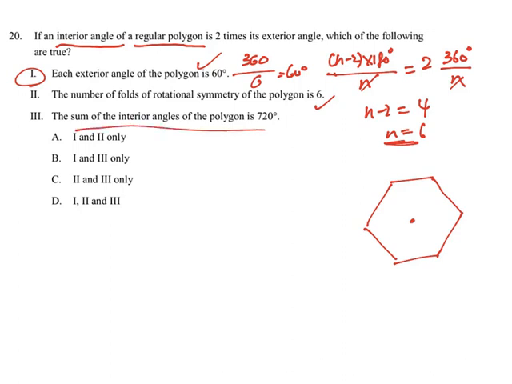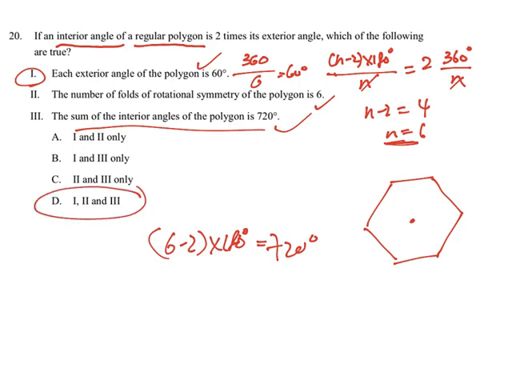Lastly, the sum of interior angles. Sum of interior angles means 6 minus 2 times 180 degrees, so 720. So that means 1, 2, 3 are all correct. Is D the answer?